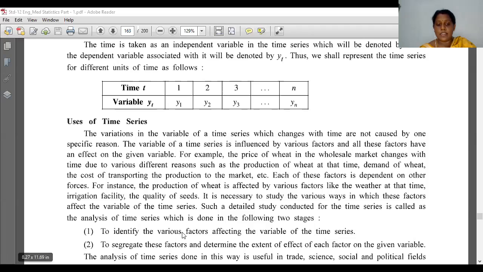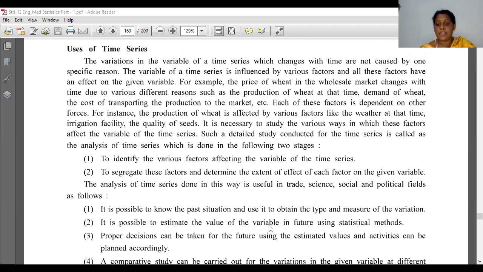Then is to segregate these factors and determine the extent of the effects of each factor on the given variables. The analysis of time series is done in this way. As such, it is useful in trade, science, social, and political fields as well.